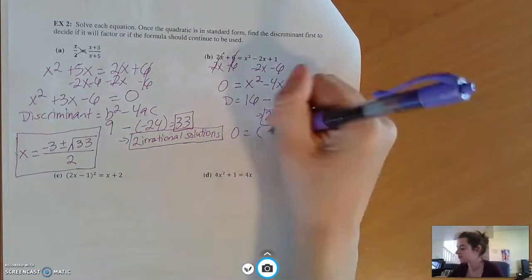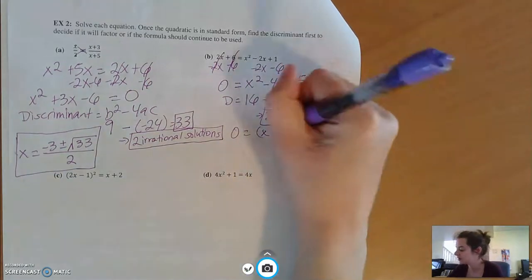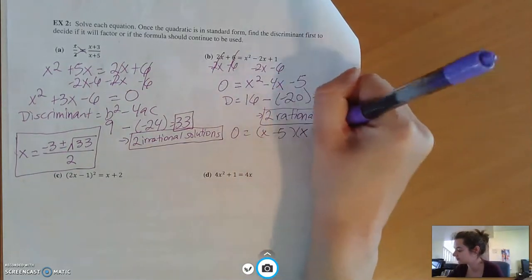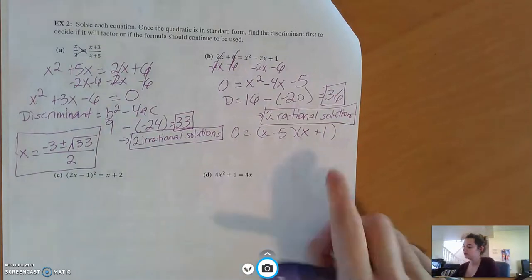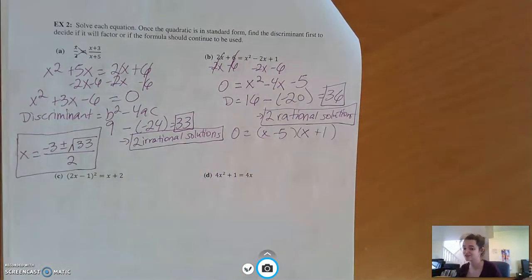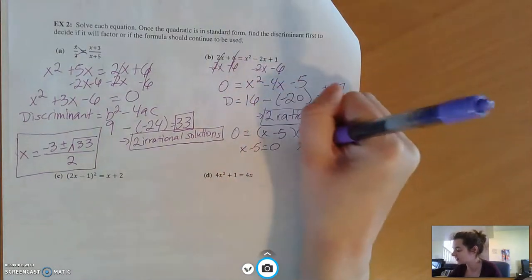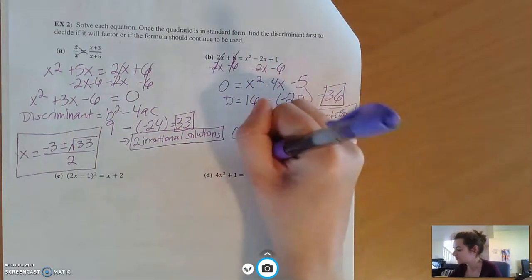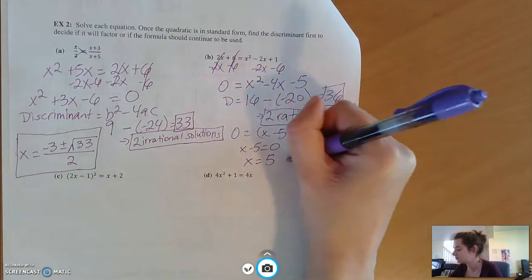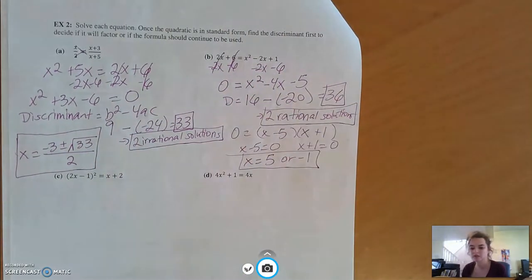So to get x squared, that would be x times x. To get negative 5, we would have minus 5 and positive 1. 1x plus negative 5x is negative 4x. It's factored. Then from here, x minus 5 is 0, or x plus 1 is 0, which means my answers are positive 5 or negative 1. And we're done. Factoring is fast, if you know how to do it quickly, okay? Let's look at another one.